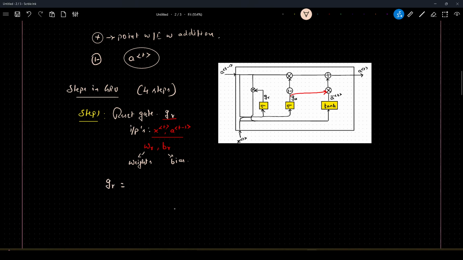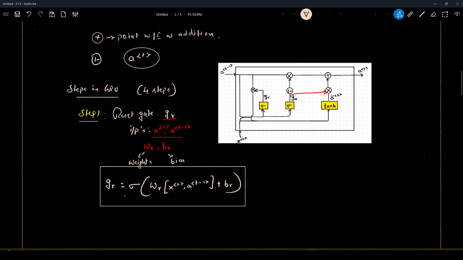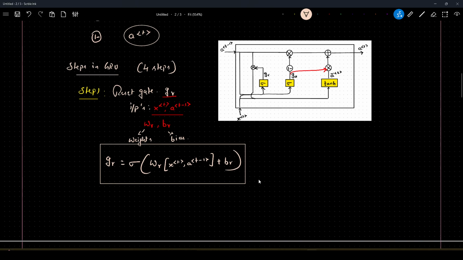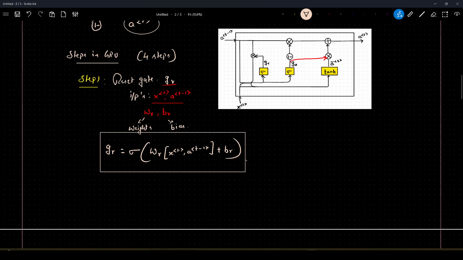GR is calculated as sigmoid of WR, and it is concatenation of XT and AT minus 1, XT comma AT minus 1, and the bias associated will be BR. Okay, so this is how we calculate the reset gate or relevance gate. Now if you want to work out the dimensionality, you can do that.